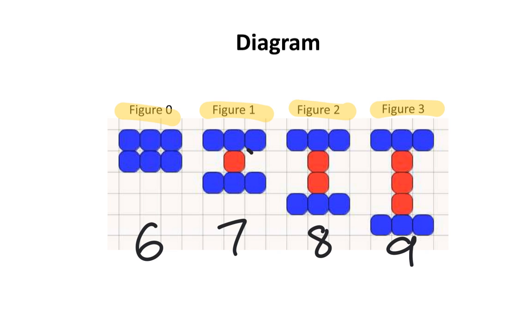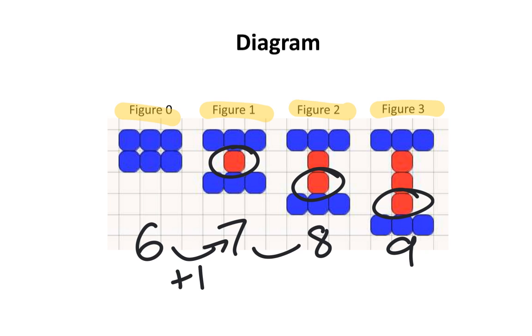Visually, you can see that there is a red block being added each time. Whereas numerically, you can see that these numbers are increasing by 1 each time. That brings us to a question. What is the rate of change and what is the initial value?